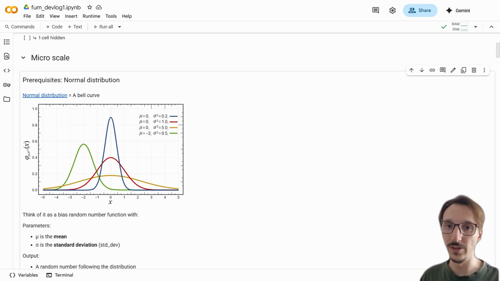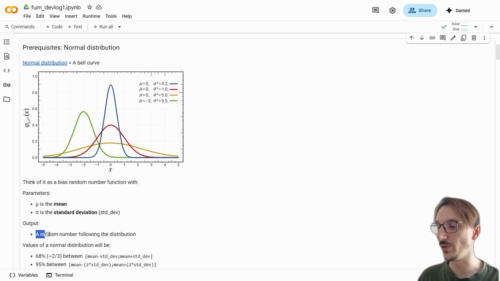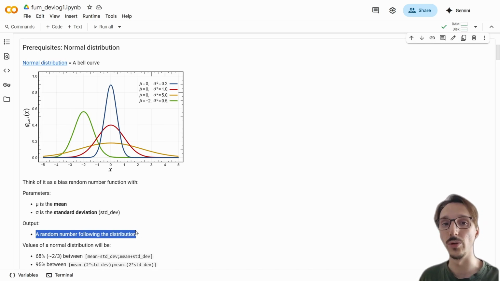And so this normal distribution takes two parameters. One is the mean, which is the top of the curve. For example, on the green one here, it's -2. And it also takes the standard deviation, which gives you the shape of the curve. A standard deviation around 0 will give you a very pointy curve like the one here, while a larger number will give you a more flattened curve like the orange one here. That's it for the parameters, and as an output, you will get a random number following this distribution.